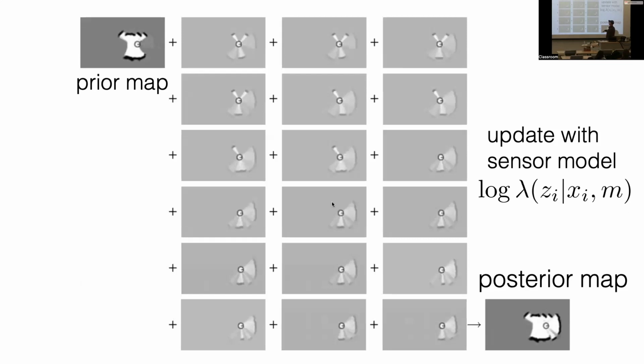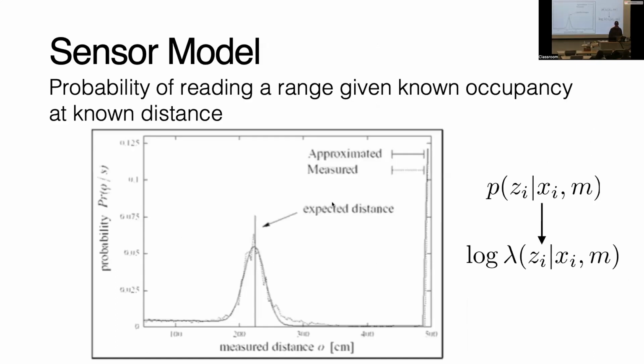So it looks like this. We have some prior map, right? That's P of M. And then we calculate some sensor model for each time step, right? So that's log of lambda of the probability of getting that sensor reading given the position in the map. We just add up subsequent sensor updates and get our posterior map. And that's how we're going to be building this map for the lab.